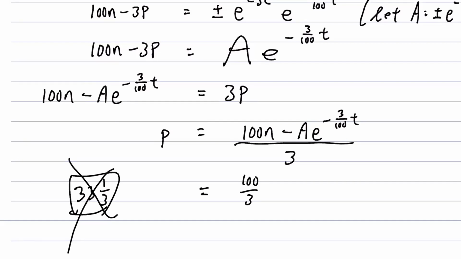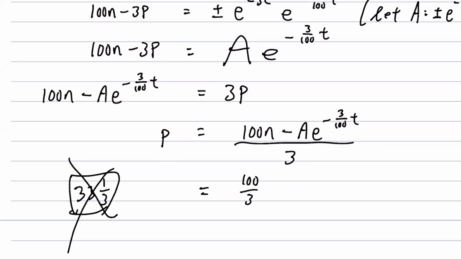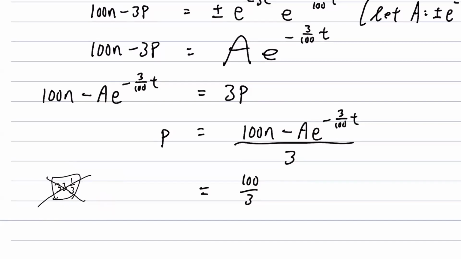Mixed numbers are beyond this. From A-Level onwards, you don't need to rewrite your answer as mixed numbers. We are all mature math students now. We know how to convert to a mixed number using a calculator. We don't need you to show us that. Just leave it as an improper fraction. It's easier. 100 over 3. Much neater, easier to manipulate also. Minus a over 3 e power -3/100 t. Okay, good.